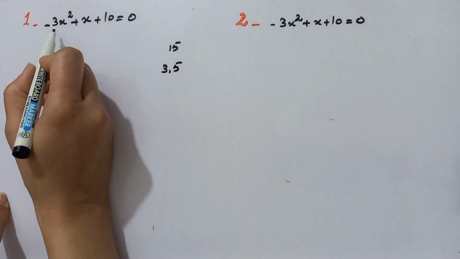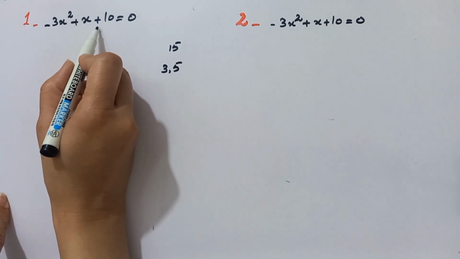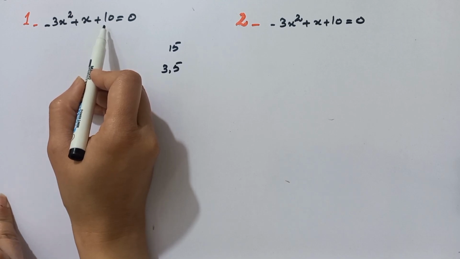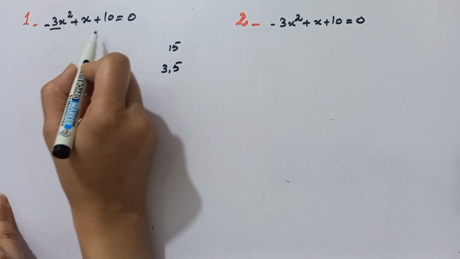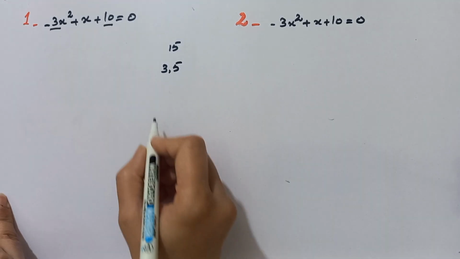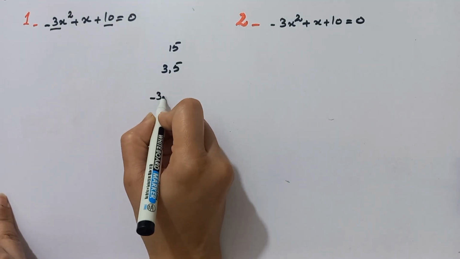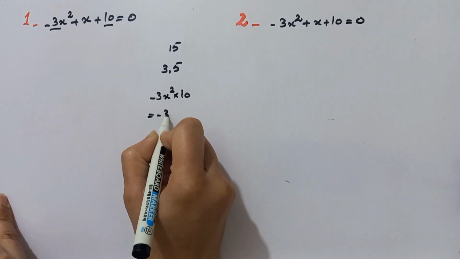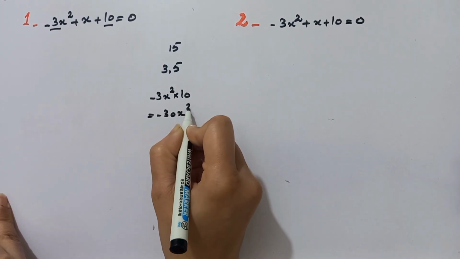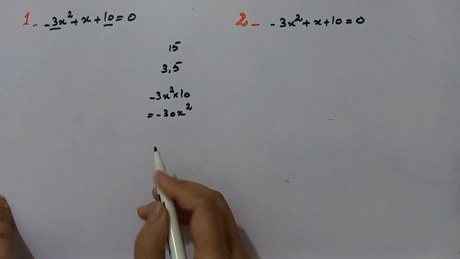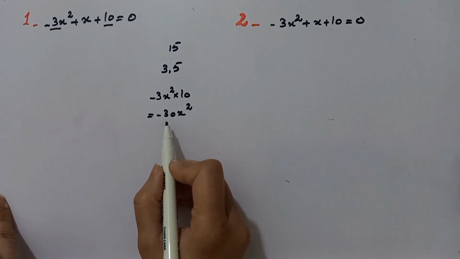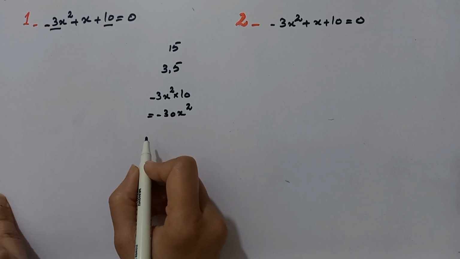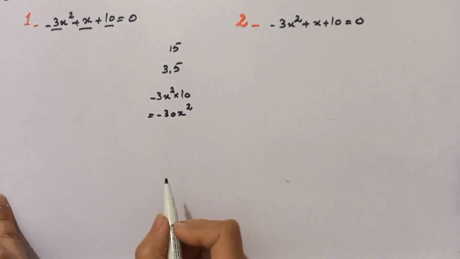So look at this quadratic equation, minus 3x squared plus x plus 10 equal to 0. Now, in order to factorize this quadratic equation, we will multiply the first and last terms of this equation. So we get minus 3x squared multiplied by 10 equals minus 30x squared. Now, we will find those factors of minus 30x squared which, when simplified, give us plus x.